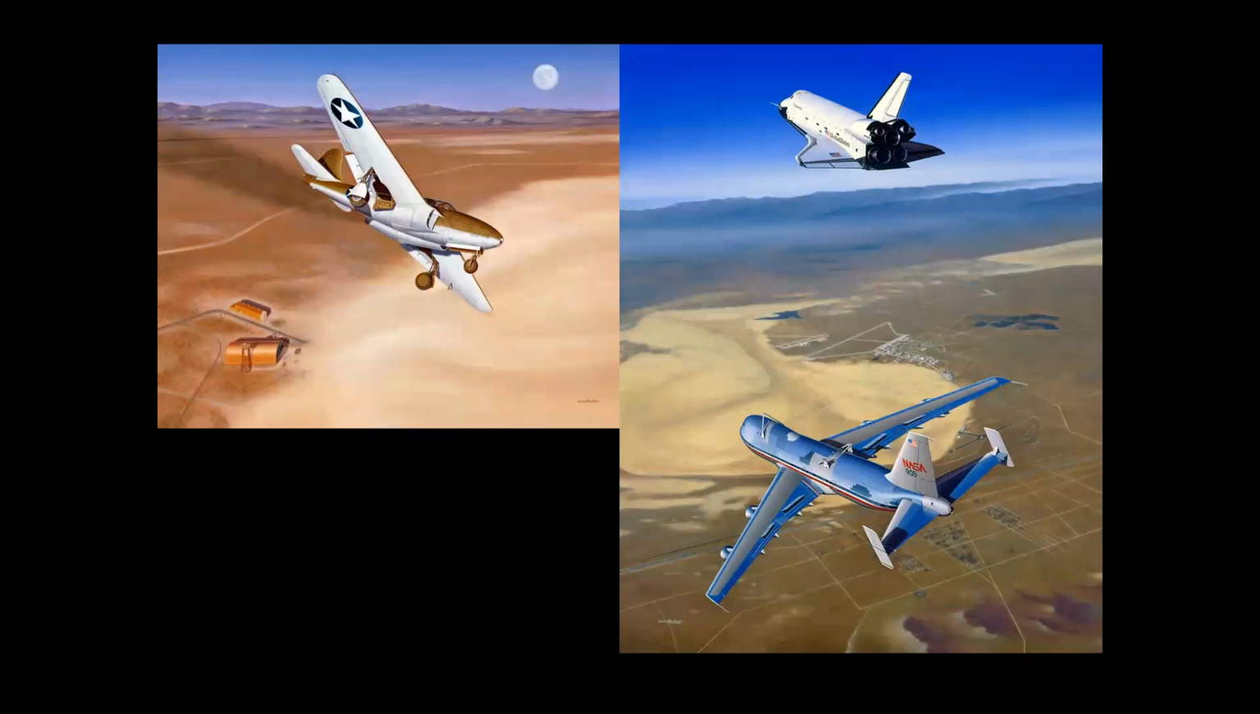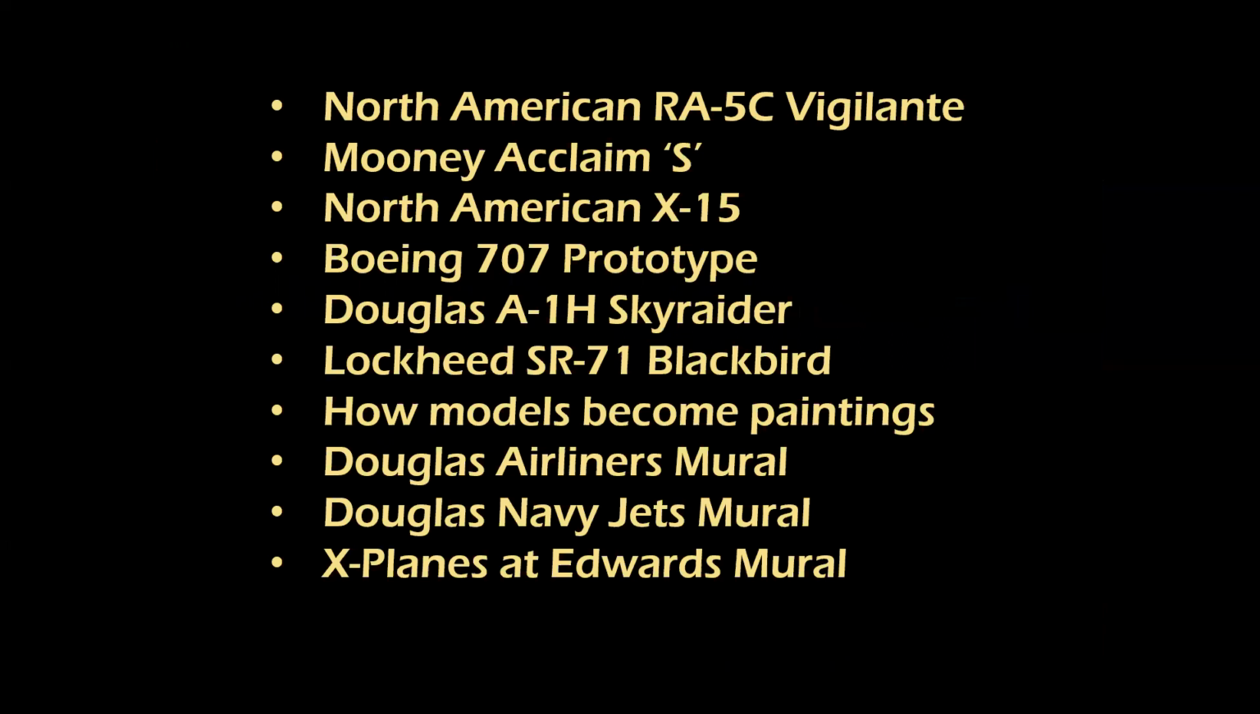On the left is the XP-59 flying at Muroc, California in 1942. On the right, the Space Shuttle Enterprise approach and landing test at Edwards Air Force Base in 1977. We're talking about how to paint airplanes.